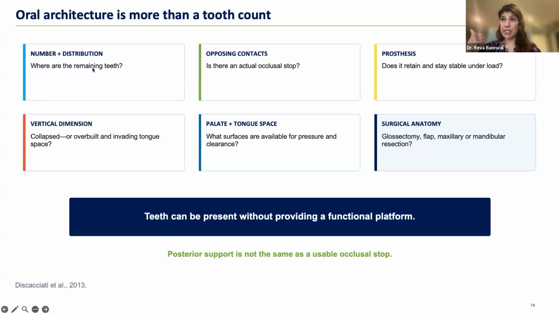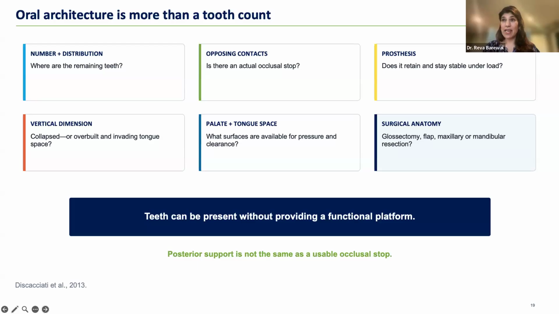distribution. Do I have posterior teeth and anterior teeth? Where are those remaining teeth? Are teeth touching each other in the posterior region? Am I going to get mastication happening back there? Or is the patient just going to put all the bolus up front where they have better efficiency for processing? And so, what kind of prosthesis do we have? Is it stable, right? Is it implant supported?